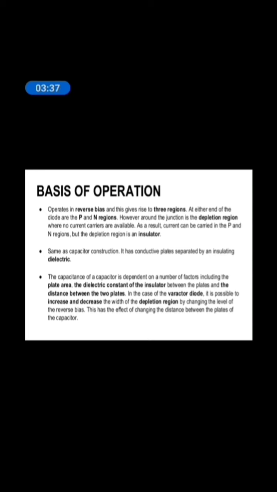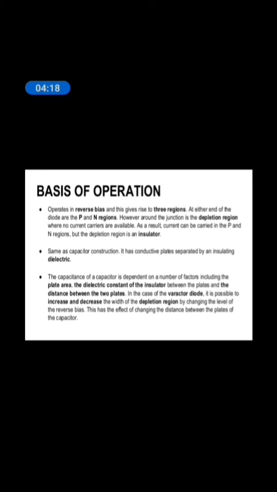Same as capacitor construction, it has conductive plates separated by an insulating dielectric. The capacitance of a capacitor is dependent on a number of factors, including the plate area, the dielectric constant of the insulator between the plates, and the distance between the two plates. In the case of the varactor diode, it is possible to increase and decrease the width of the depletion region by changing the level of the reverse bias.